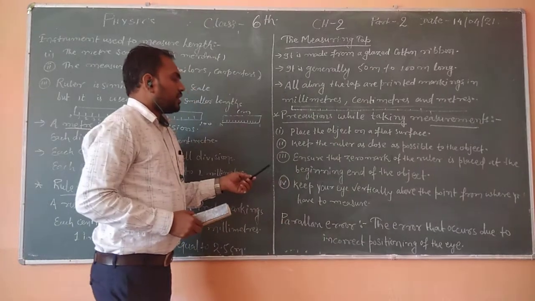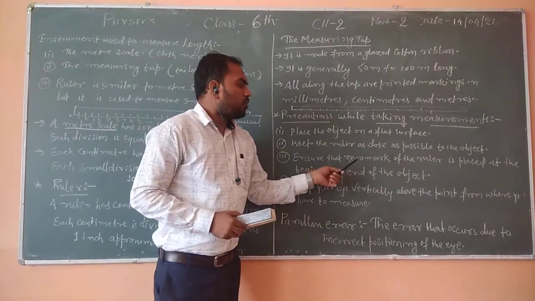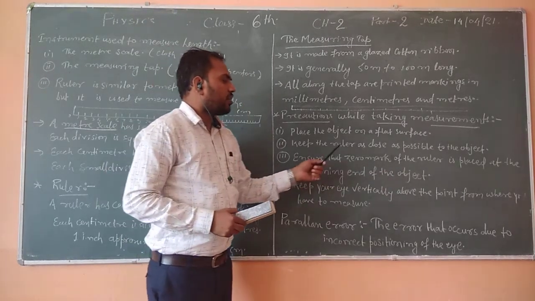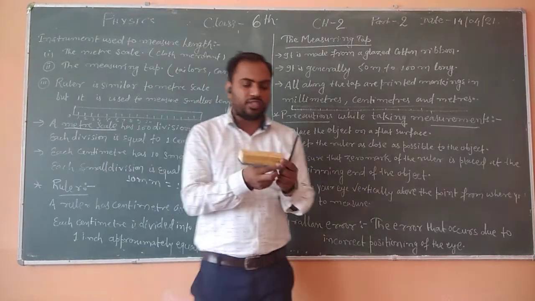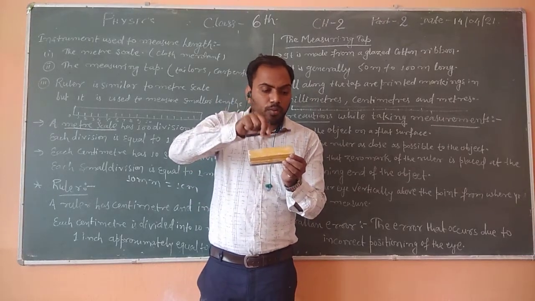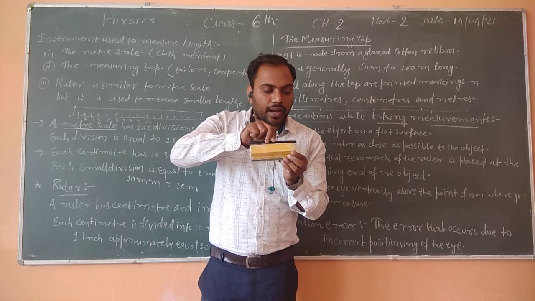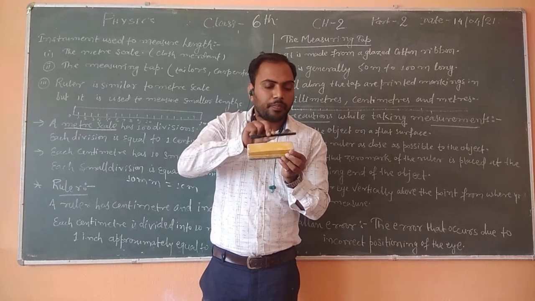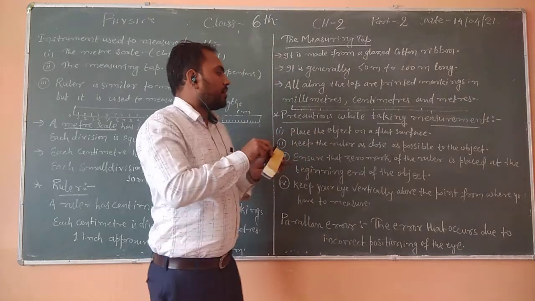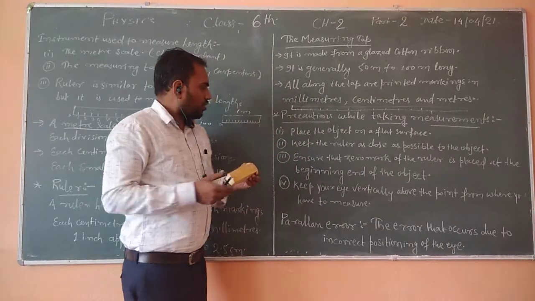Now come to the next point. Ensure that the 0 mark of the ruler is placed at the beginning end of the object. If you have to measure this duster and this is your scale, ensure that the 0 mark is at the beginning of the object whatever you are going to measure.